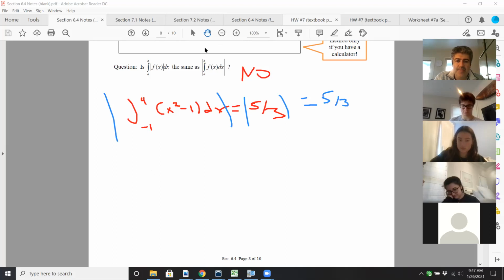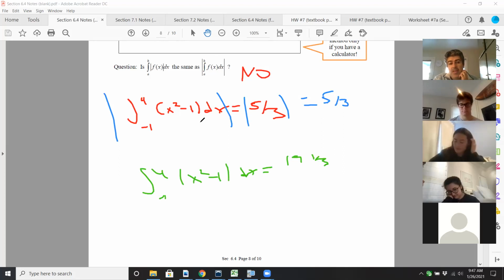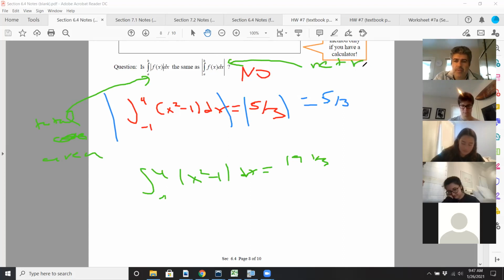If I do this, the integral from -1 to 4 of the absolute value of x squared minus 1, which I just did in the calculator for you guys, we got 19 1/3, or 19.33. So they're not the same. Remember, this is actually total area. This right here is just net area. That's the value of the net area. That's all it is. So don't confuse that, please.